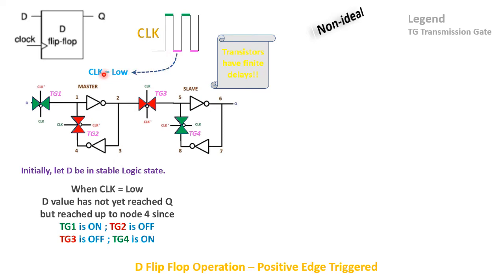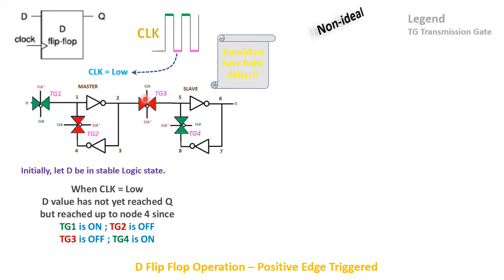When the clock is low, the data will move all the way up to node 4, and it will not move from node 2 further. Okay, so that is true, but here we are considering that the transistors have finite delay to propagate. So whatever the data is here, it will move up to node 2, and now this data needs to be captured properly.